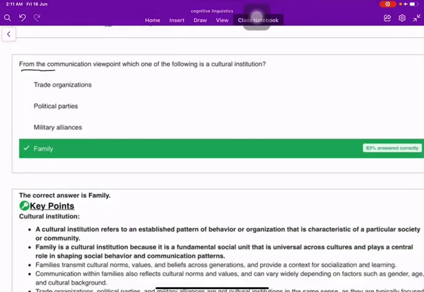Now, the next, from the communication viewpoint, which one of the following is a cultural institution? Well, that is a family.